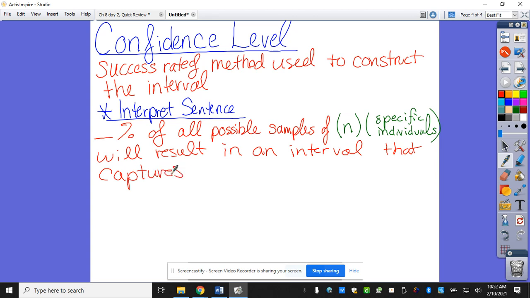what are we trying to capture in general? So we just said the parameter. So right now I'm writing mu, but that could be p. So you might want to write mu/p, which is the true whatever in context.